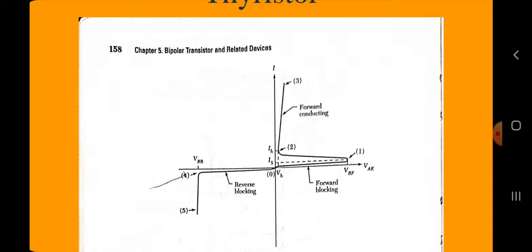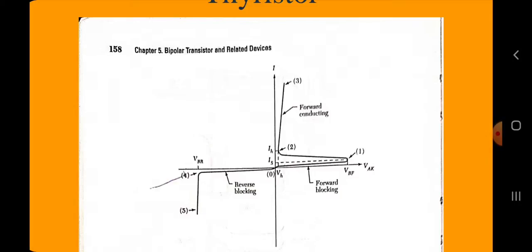Region number 2: the device is in the negative resistance region, that is, the current increases as the voltage decreases sharply. Region number 3: the device is in the forward conducting or on state and has low impedance. At point 2 where dV/dI is equal to 0, we define the holding current IH and holding voltage VH. Region number 4: the device is in the reverse blocking state, and region number 5 is the reverse breakdown region. Thus a PNPN diode operated in the forward region is a bistable device that can switch from a high impedance, low current off state to a low impedance, high current on state or vice versa.